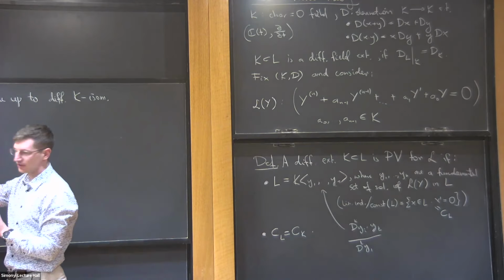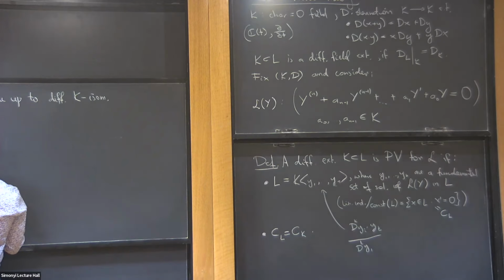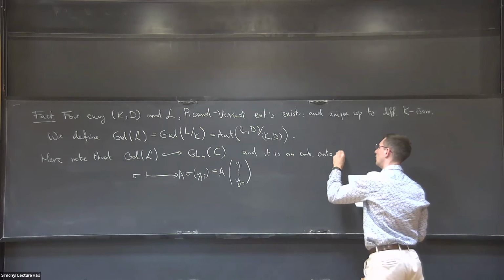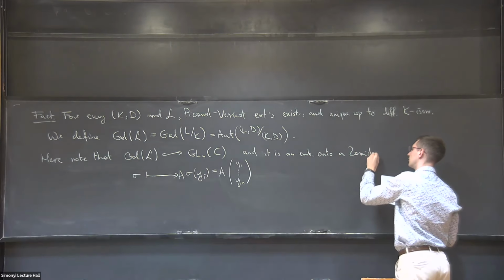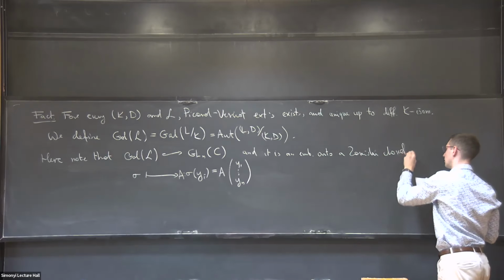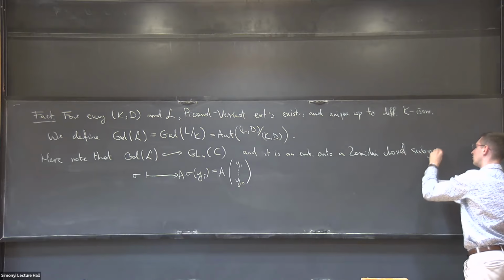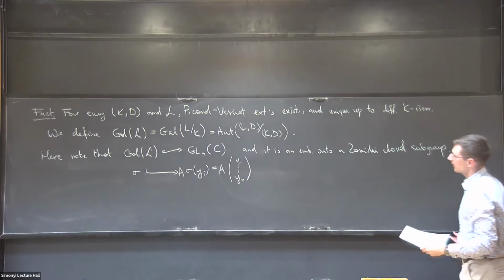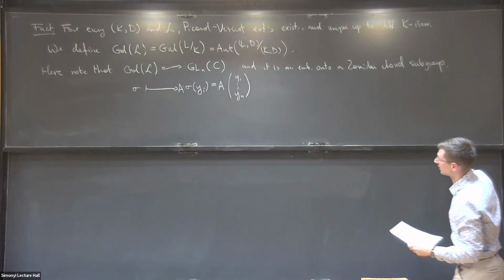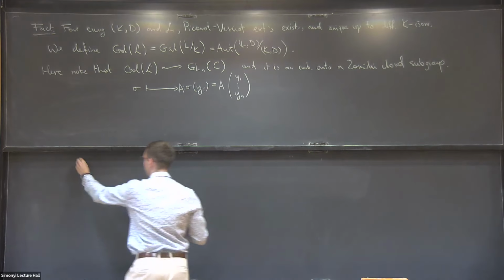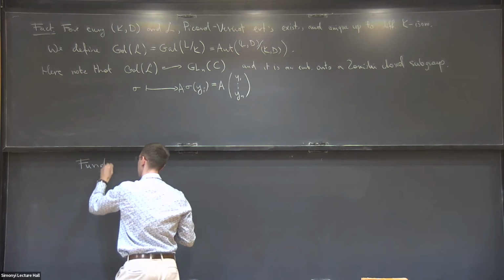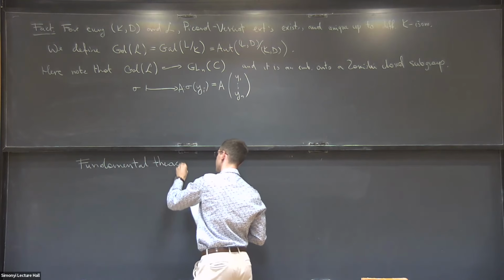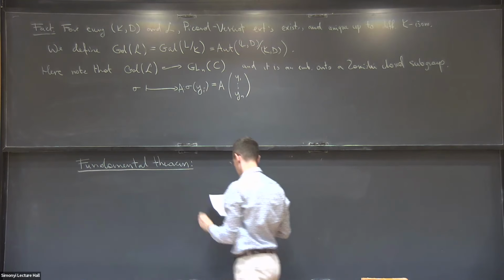Okay, and let me say that moreover, this is an embedding onto a Zariski closed subgroup, so onto an algebraic group. Okay. And now we can write the fundamental theorem of this version of Galois theory.